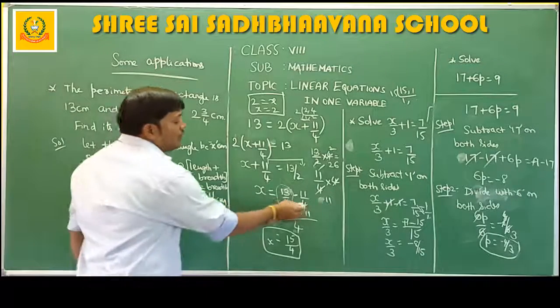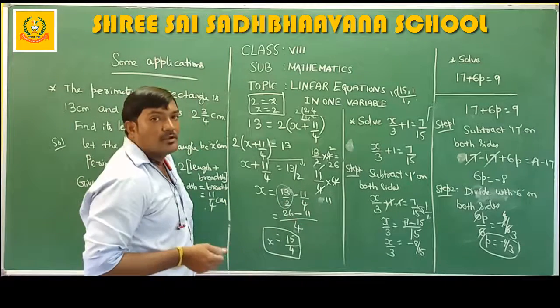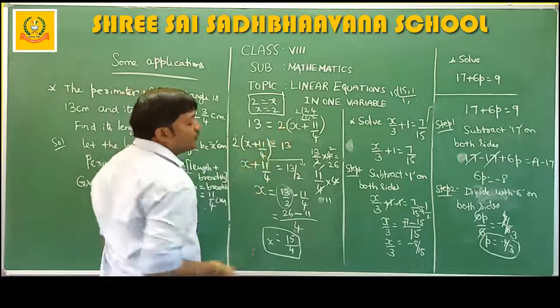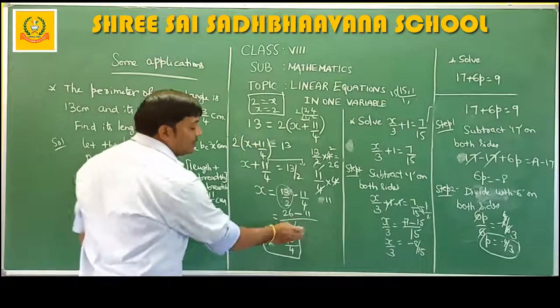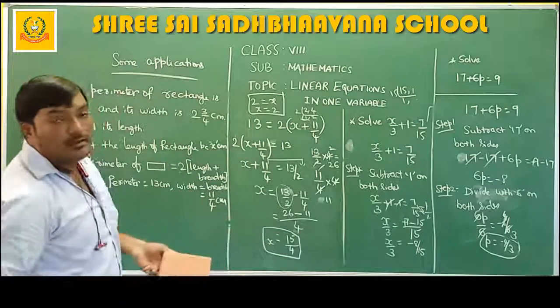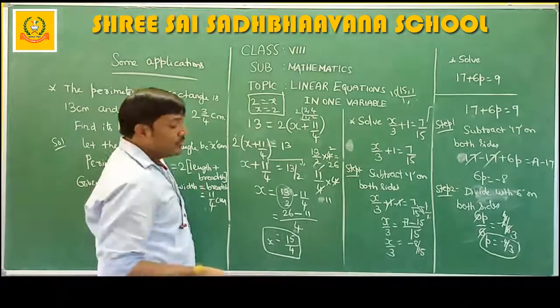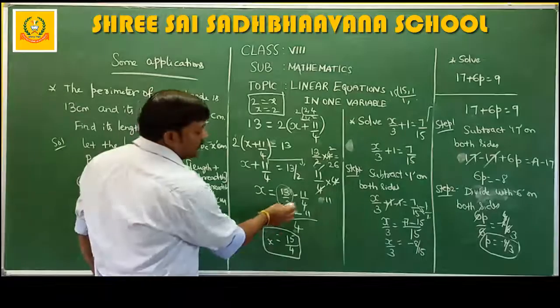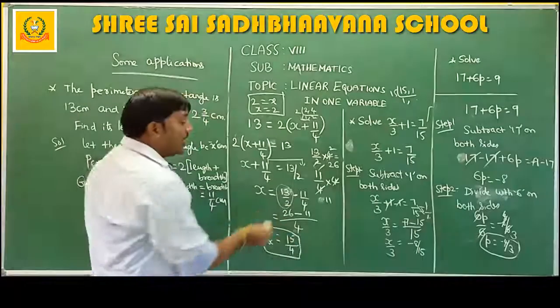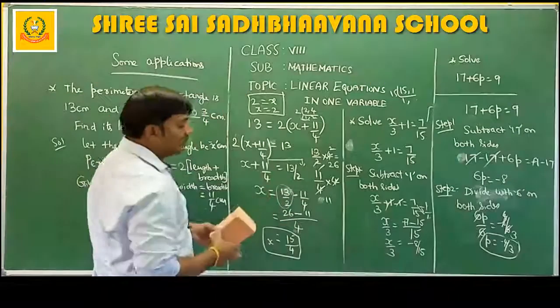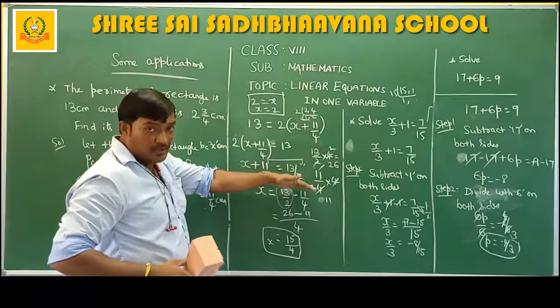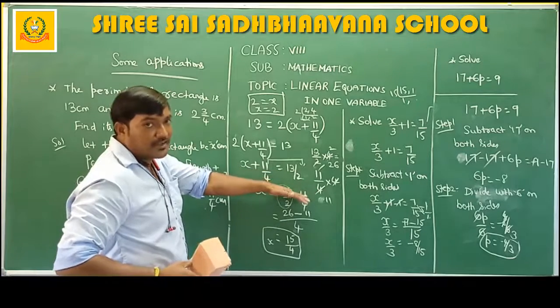Now what are the denominators we have? 2 and 4. So just take the LCM of 2 and 4. The LCM of 2 and 4 is 4. Correct? 2 ones are 2, 2 twos are 4. And I hope everybody knows how to find the LCM also. And the first term here is 13 by 2. This is the easiest way to do the subtraction of fractions.